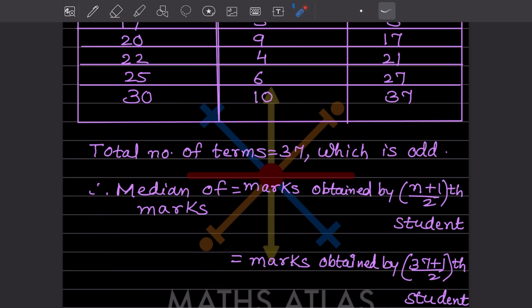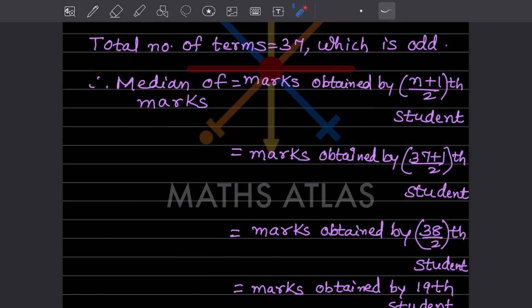So median of marks, this is the formula: marks obtained by the (n plus 1) by 2 student. N stands for number of students. Here you can also write N. N is 37. So in place of n, you are going to put 37. Rest all is the same. So now what is that?